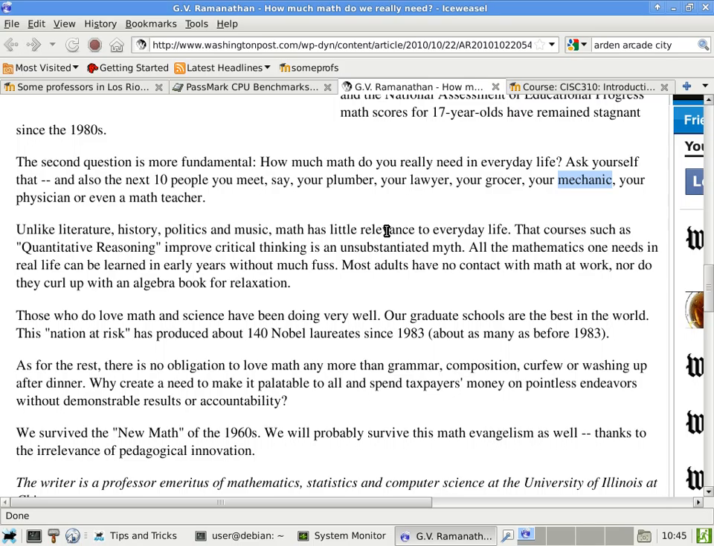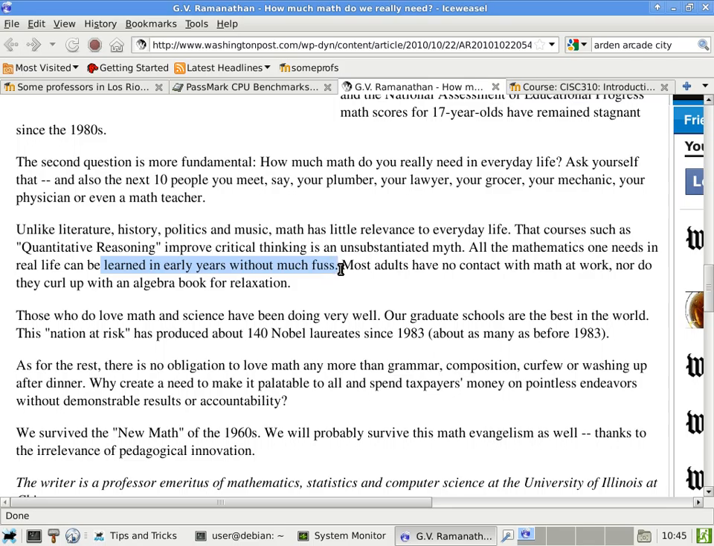You go to McDonald's, you buy a hamburger. How much change are you supposed to get? I don't know. It's not important. That courses such as quantitative reasoning improve critical thinking is an unsubstantiated myth. All the mathematics one needs in real life can be learned in early years without much fuss.